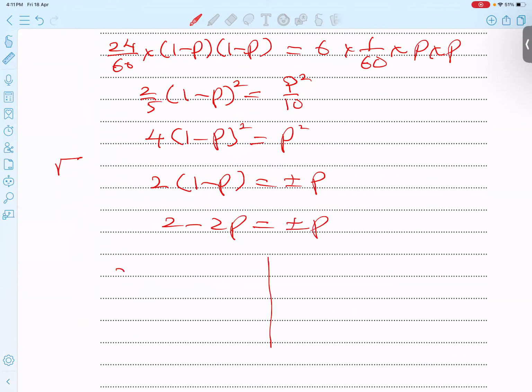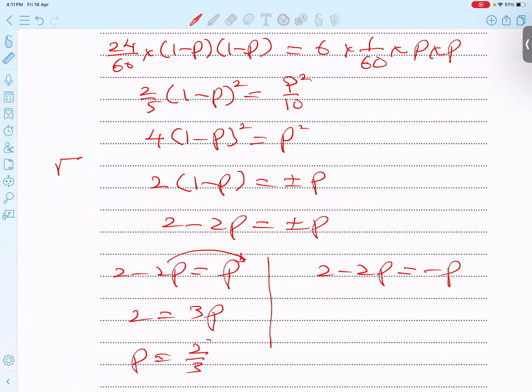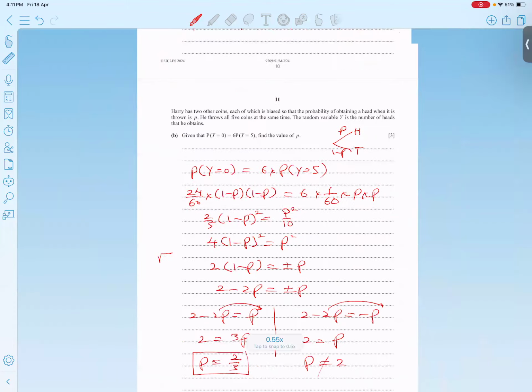I have 2 choices. 2 minus 2P is equal to positive P, and 2 minus 2P is equal to negative P. So this P goes there, and I'm getting 2 equal to 3P, and the P value becomes 2 by 3, answer number 1. And what about this? It goes there, so 2 is equal to P only. Probability is 2, which is never possible because probability cannot cross 1. So that is why it's not possible. Alhamdulillah Rabbil Alameen, our question is over.